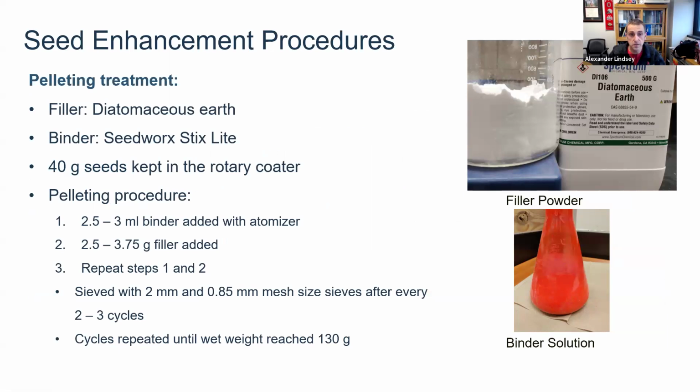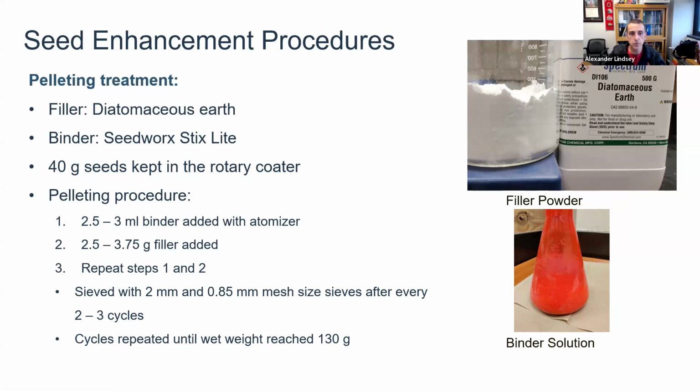To build our seed pellets, we ended up using a filler of diatomaceous earth in rotation with a binder solution of this Seedworks Stix Light solution. What this does is we add the binder solution first, allow the seeds to get coated with this wet solution, add in some light powder dusting, and then repeat those steps over and over. Periodically, we'd remove the seeds and sieve them to remove extra or excess material that didn't stick to the seeds.